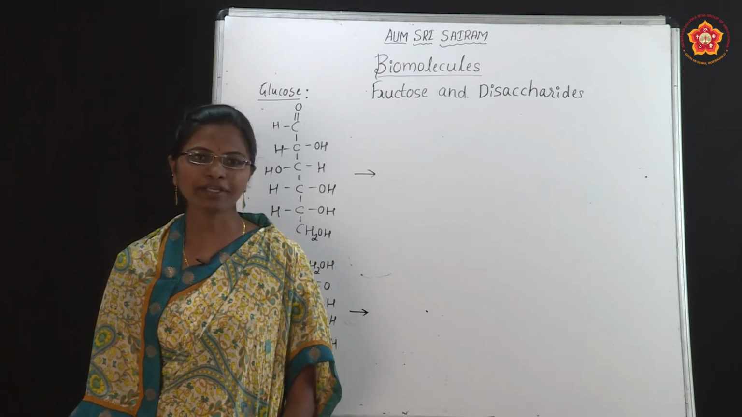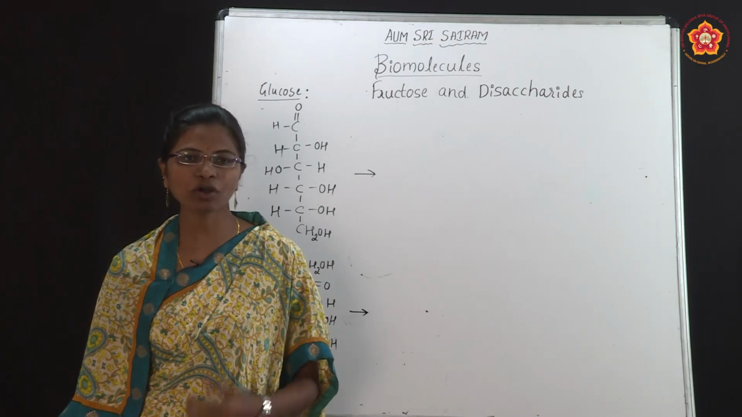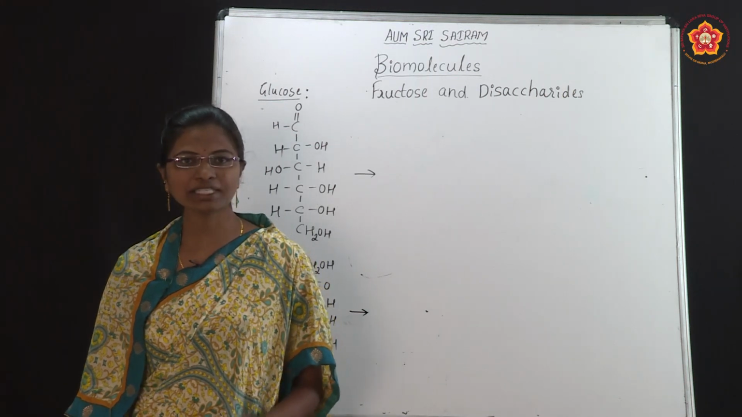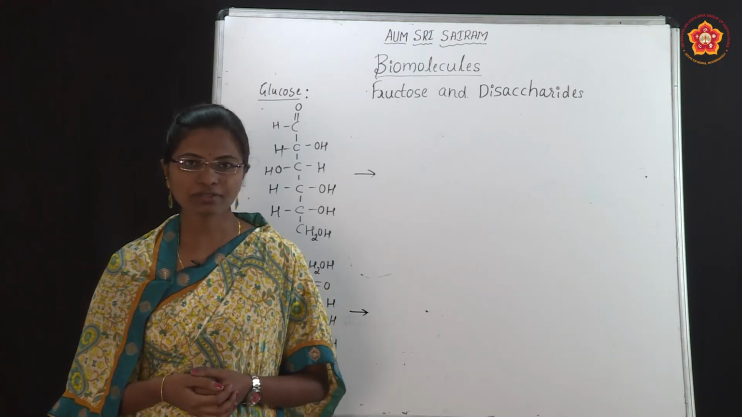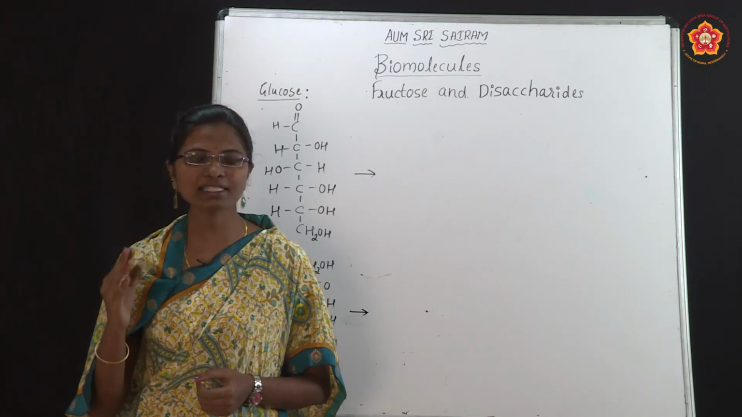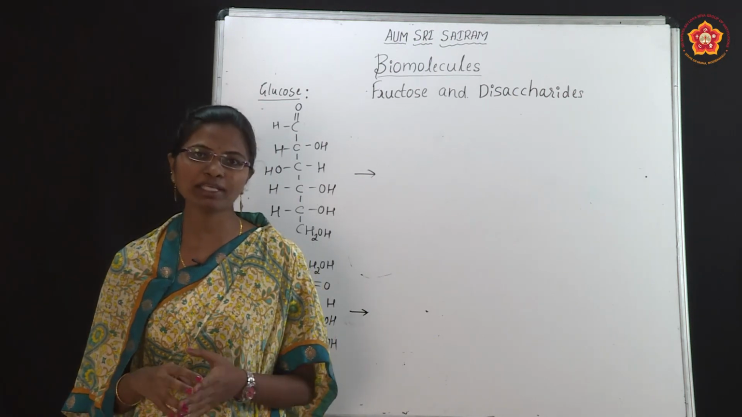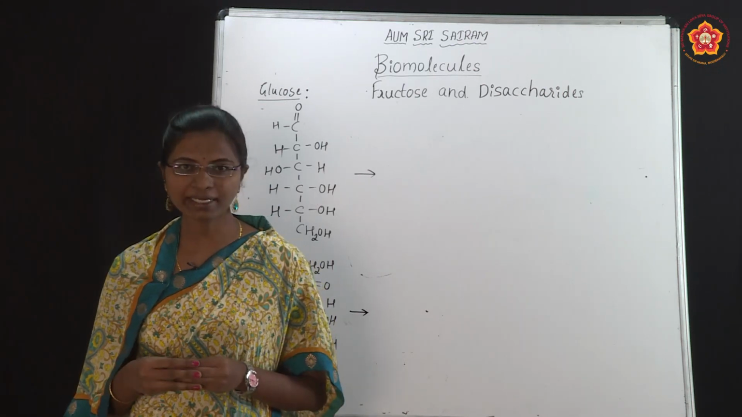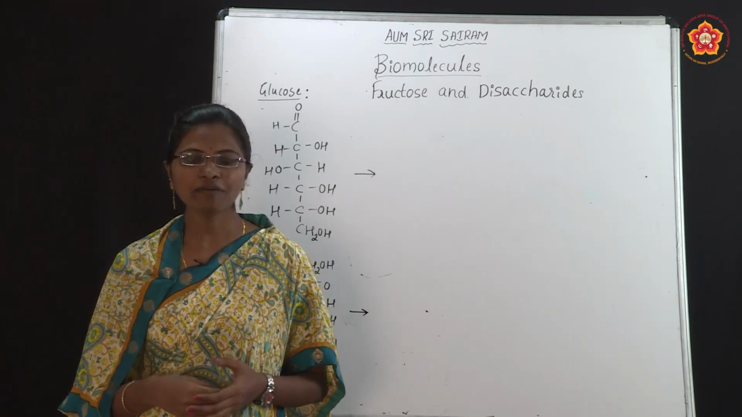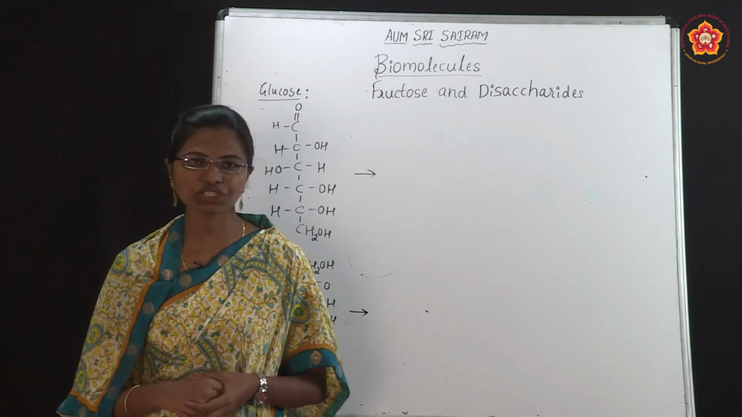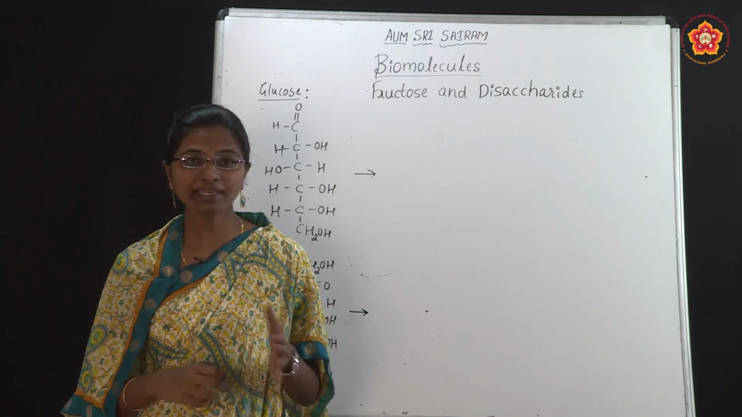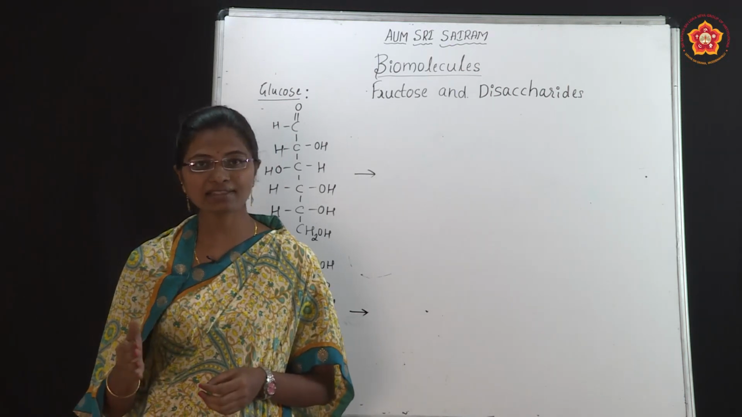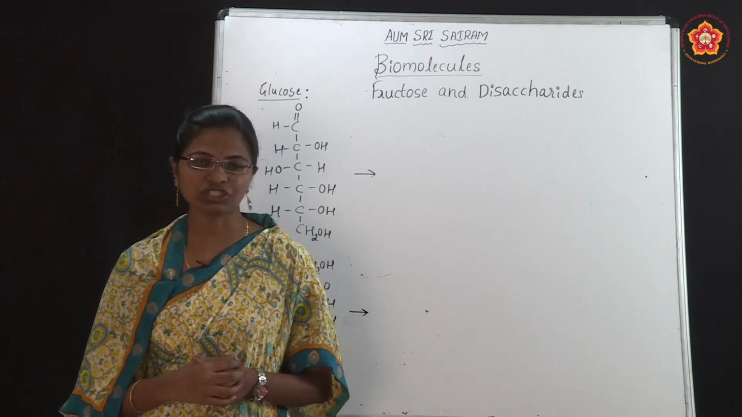Before going to the point, we will just revise what we discussed in the last class. In the last class, we discussed the structure of glucose. How do we write the structure of glucose? We knew the molecular formula is C6H12O6, and based on the reactions, we found the exact structure of glucose. It is not only an open chain structure, it also has a cyclic structure.